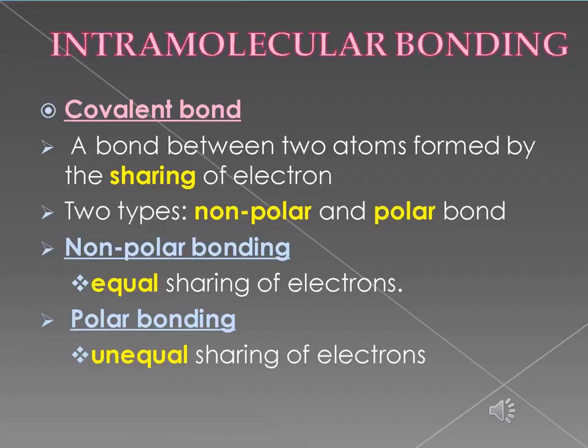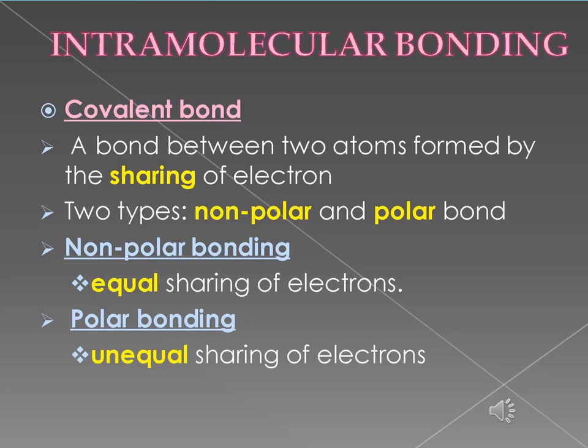Next, we look at the intramolecular forces. Just now you have learned that intramolecular force can be either covalent bond or ionic bond. First, we look at the covalent bond. A covalent bond is a bond between two atoms formed by sharing of electrons. Please highlight this: a covalent bond is a bond between two atoms formed by sharing of electrons.